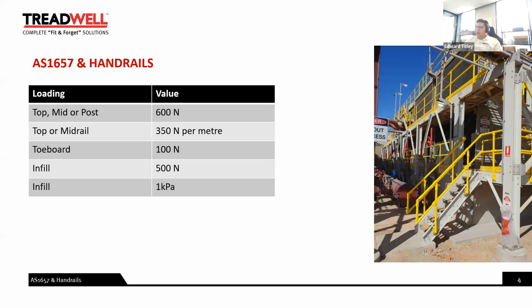So, loading requirements of AS 1657 firstly. In all these, I've excluded the direction. I think it's fairly straightforward as to which direction the loading is going to be in. It's typically upwards, inwards, or outwards. So the top rail, mid rail, or the post must be able to withstand a concentrated loading of 600 newtons.